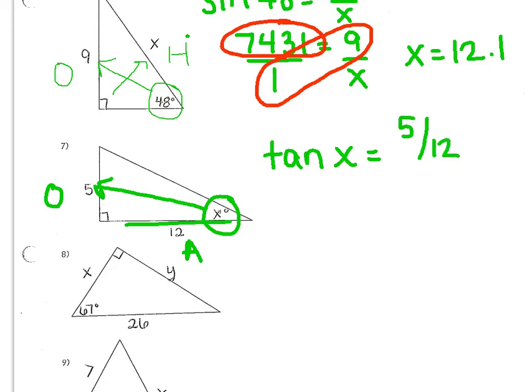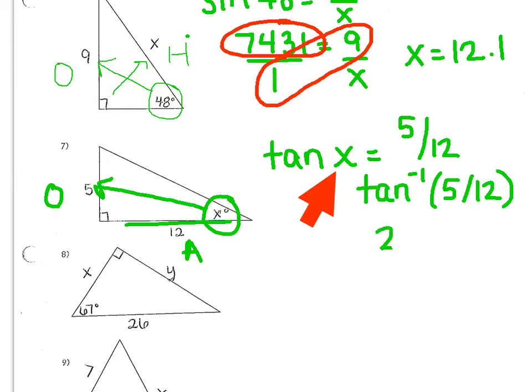And then, anytime you're looking for the angle, anytime the x is what's missing, you're going to end up using inverse trig. Okay? So in your calculator, I would type in tan negative 1 of 5 divided by 12. And I end up with like 22.6 degrees. And that's x. Okay?